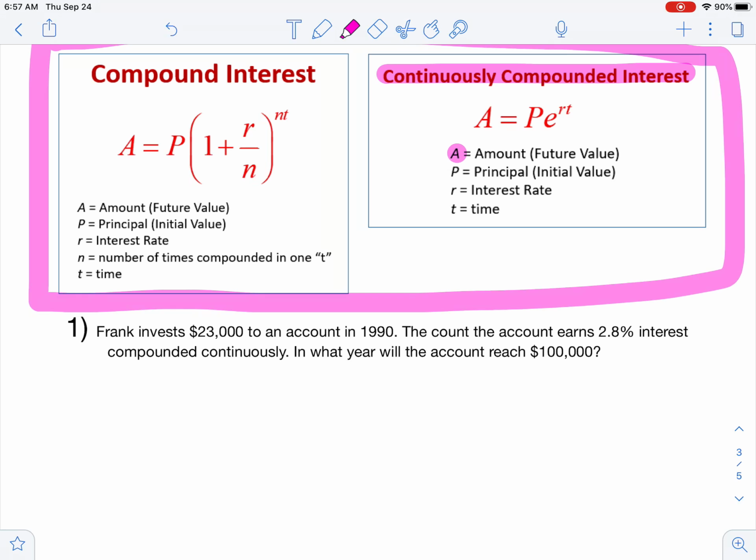A is the result, the future value of the account. P is the initial value that I invested, the principal, and R is the interest rate, T is time, okay? So in this problem, it is asking us to solve for time. Let's plug everything into that formula. 100,000 is what we want it to reach. Initially, he invested $23,000.